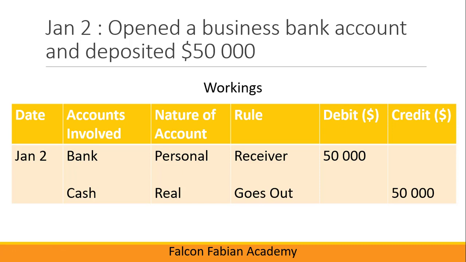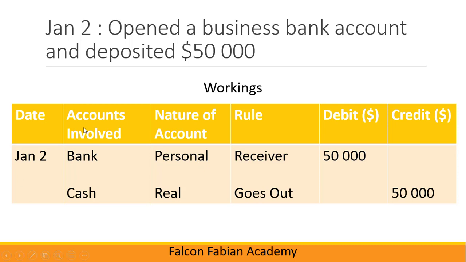Now, what type of account are these two? Bank is account of an organization. Therefore, the rule for personal account is going to be applied to it. And the rule is debit the receiver and credit the giver.